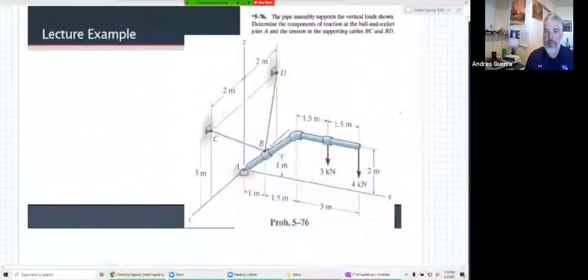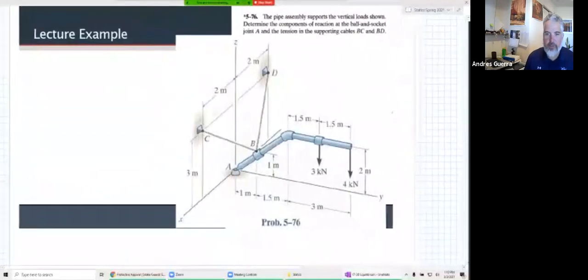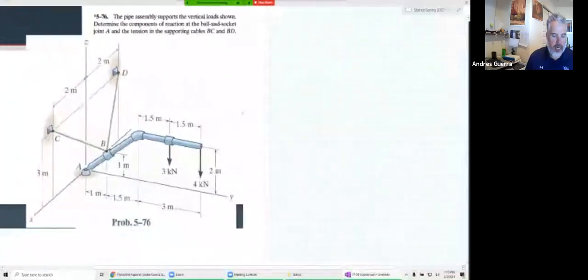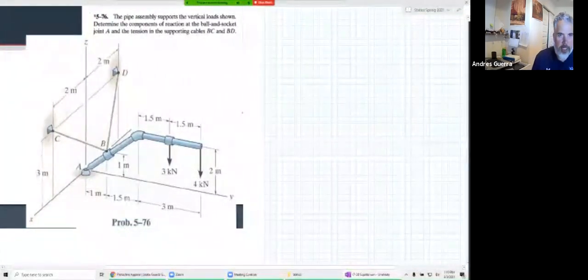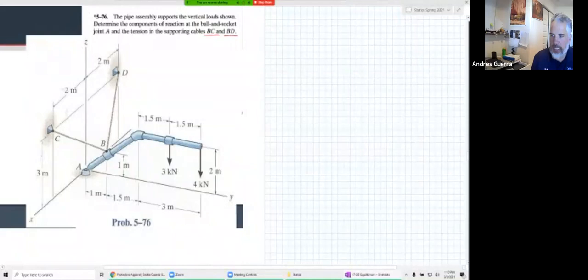Okay, here's the example that we're going to do today. So we have a 3D system right here, a pipe assembly that supports the vertical load shown. And it's asking us to determine the components of the reaction at the ball and socket joint A and the tension in the supporting cables BC and BD.